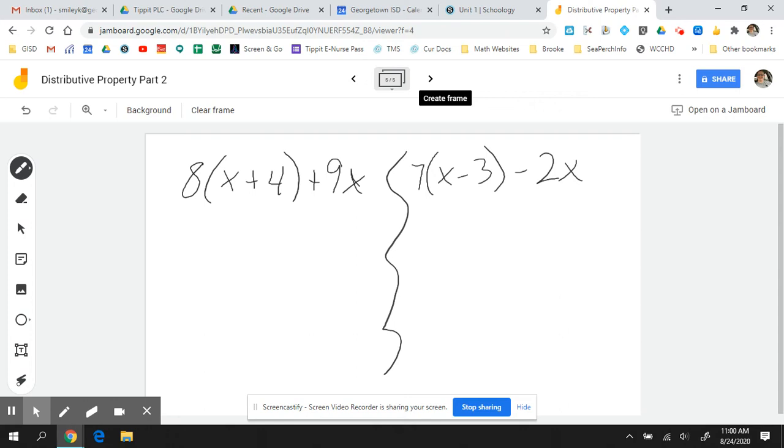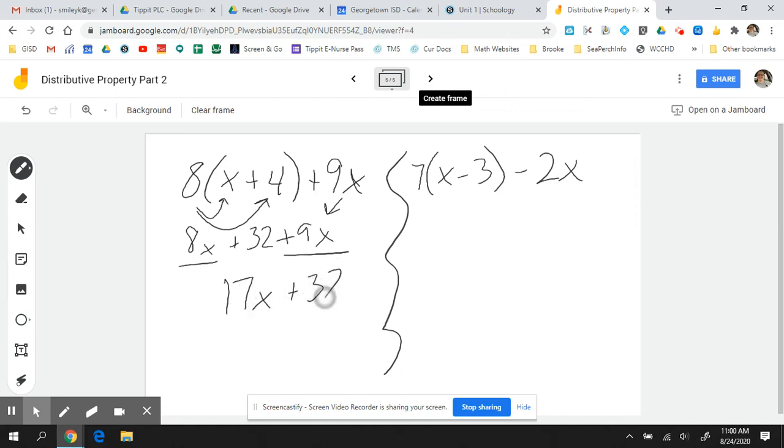All right, welcome back. So hopefully you did the distributive property first. And you said 8 times x was 8x. 8 times 4 was 32. And then you brought this down. Okay, the next step is to combine those together. So 8x plus 9x is 17x plus 32. All right, did you get it right? If you didn't, what did you do wrong? Do you see what you did wrong? All right. The second problem, you can pause it, work it, come back to me.